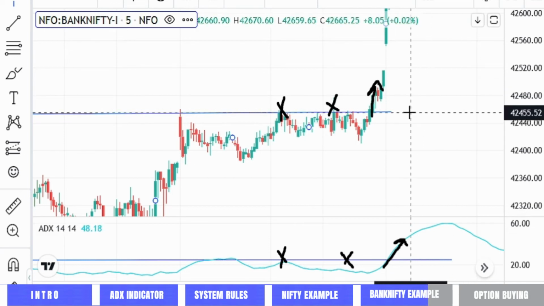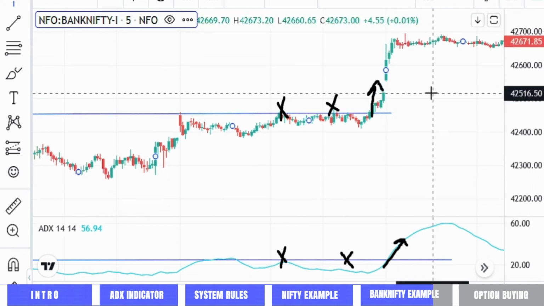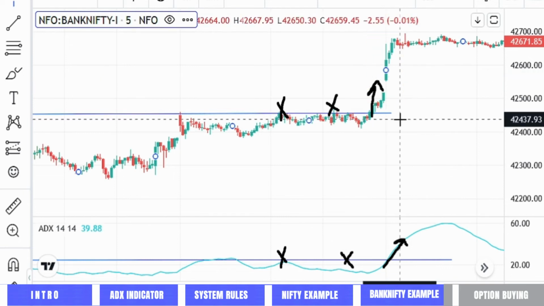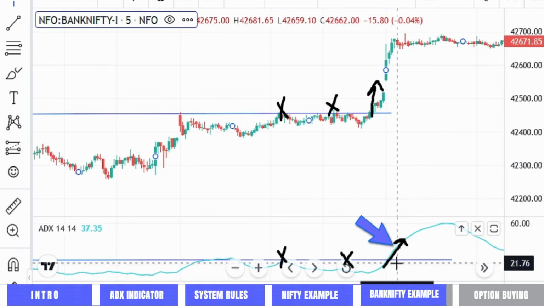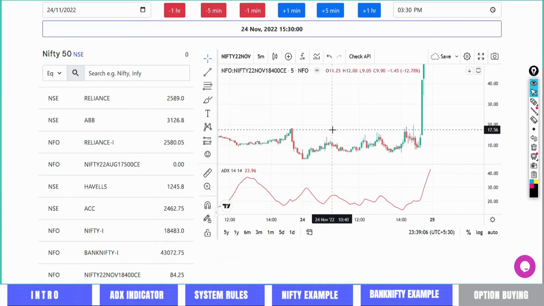So our entry would be somewhere around 42,450 and it went all the way till 42,700. So that's a 250 point move in just one day. So that's the kind of move that we can get if we take the right entry using the ADX. And now let's see one example on buying of option strategy using ADX. So let us see the last example on an option.